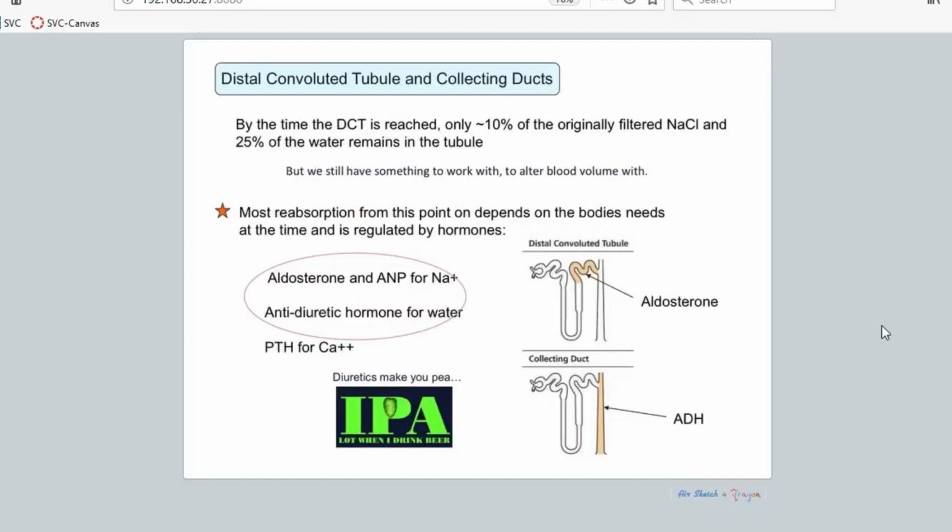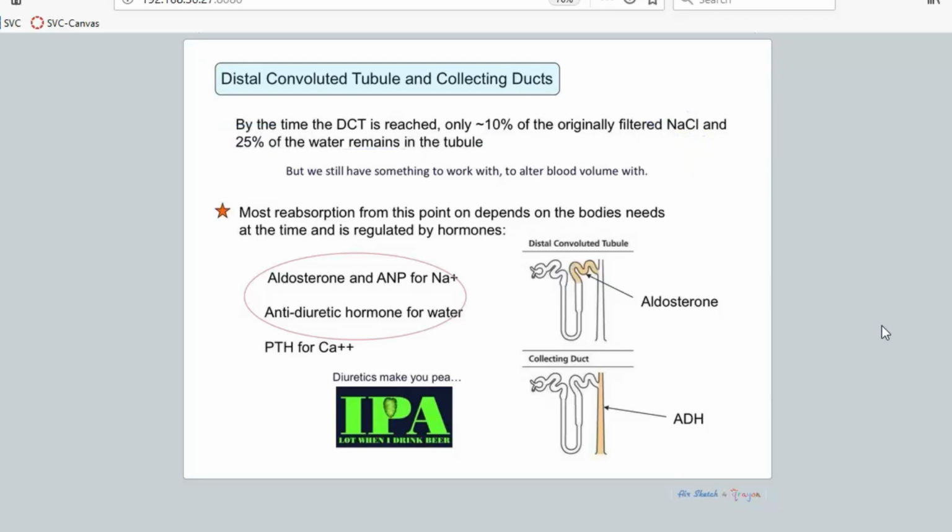All right, and then we find ourselves in the distal convoluted tubule, and by the time we reach the distal convoluted tubule, there's only about 10% of the original sodium chloride left and about 25% of the original water left. But we still have something to work with. If we want to return more water to the blood, we can do that. If we want to return more sodium to the blood to regulate electrolyte balance, we can do that. So we still have something to work with here.